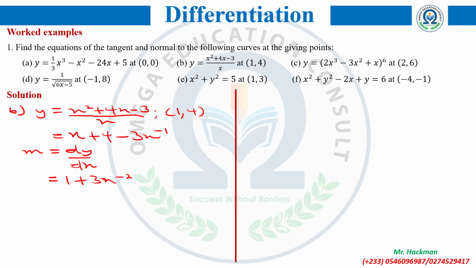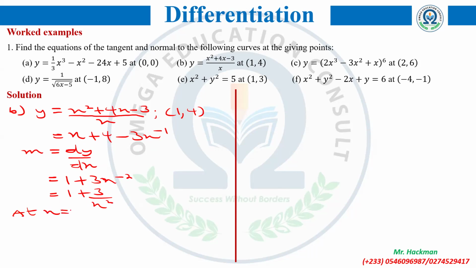Hello, is my point well made? For evaluation purposes, we will want to bring the negative power down. So it will be 1 plus 3 over x squared. That's the general gradient along the curve. If you want a particular gradient, substitute the x coordinate of that point.